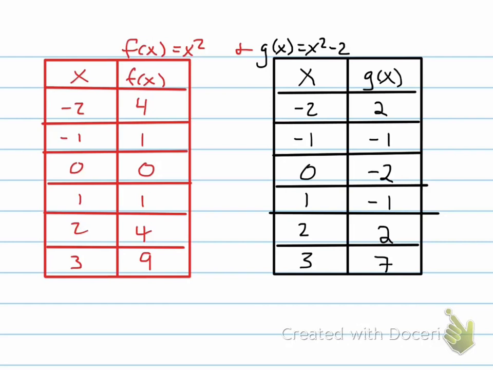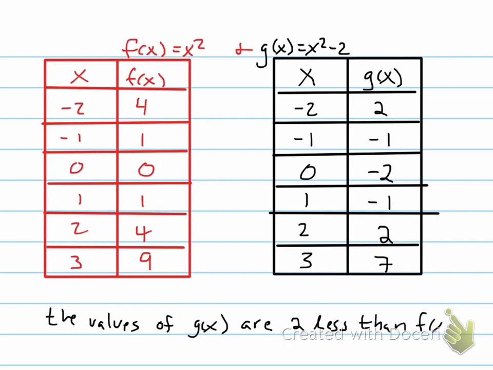g of x, the values of g of x are 2 less than f of x. Oops, less. f of x, okay? So that's what, and look at this. x squared minus 2, 2 less. That's y. Okay? So that's the rule. So let's go look at these graphs.